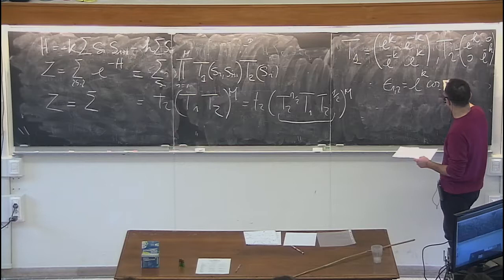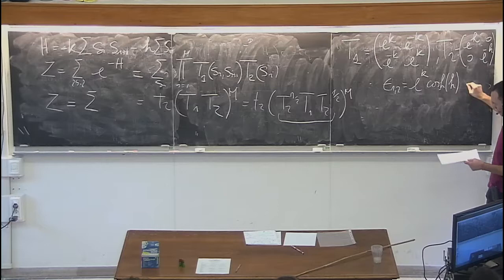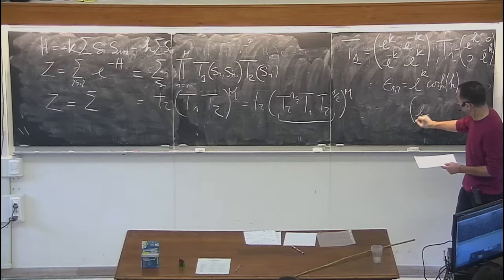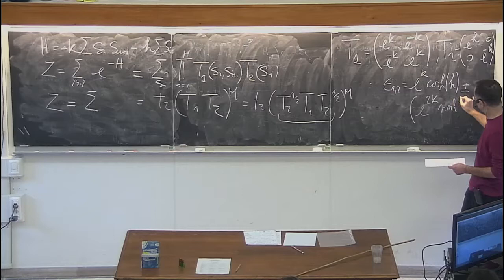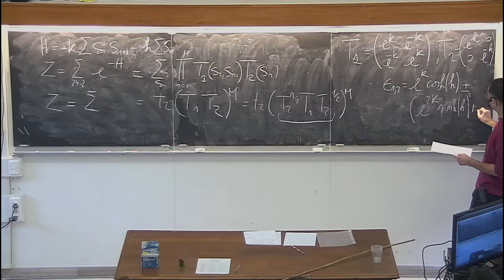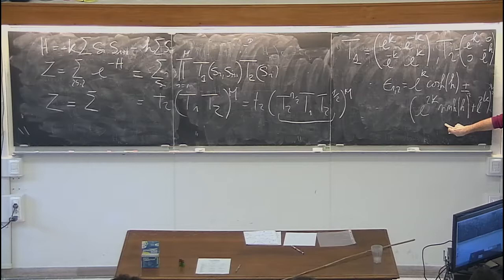Should be something like this, hyperbolic cosine of k plus minus the square root of e to the 2k sinh h squared plus e to the minus 2k. Okay, this is a very simple exercise. It's a diagonalization of a 2x2 matrix. So this T1 times T2, or that combination, to make it simple. Okay, now we have the eigenvalues.